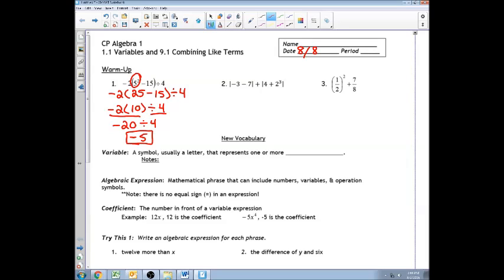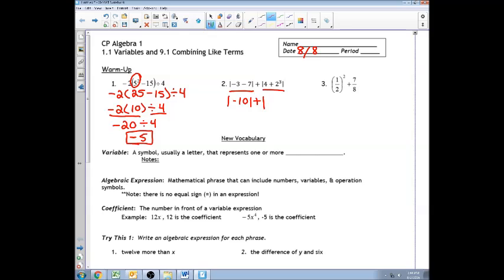Looking at problem number 2, I want to work inside of any grouping symbols. Absolute value, as you see here, there's one absolute value there and one absolute value there. They are grouping symbols, so I want to work with inside the grouping symbols first. So looking at the first grouping symbol, I have -3 minus 7. That is going to get me -10 plus grouping symbol.